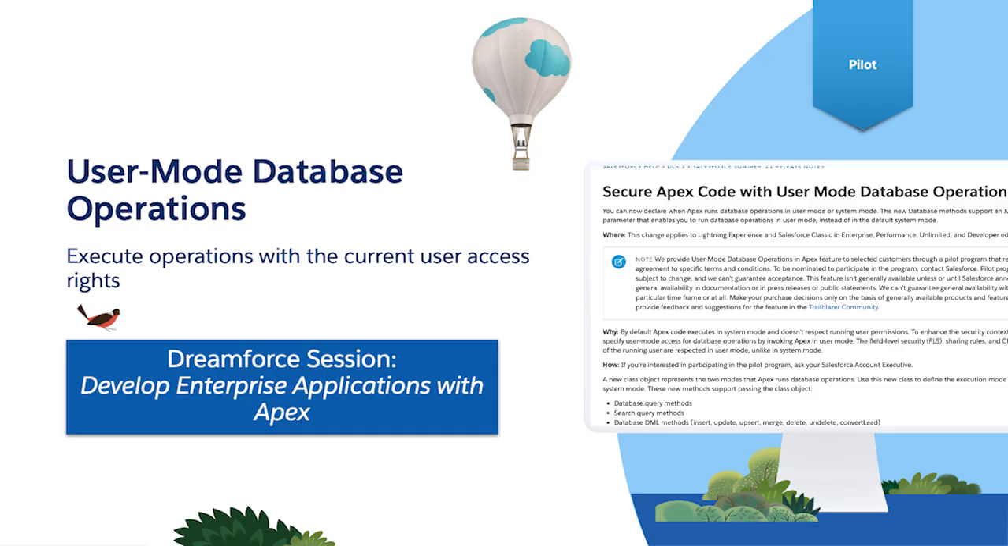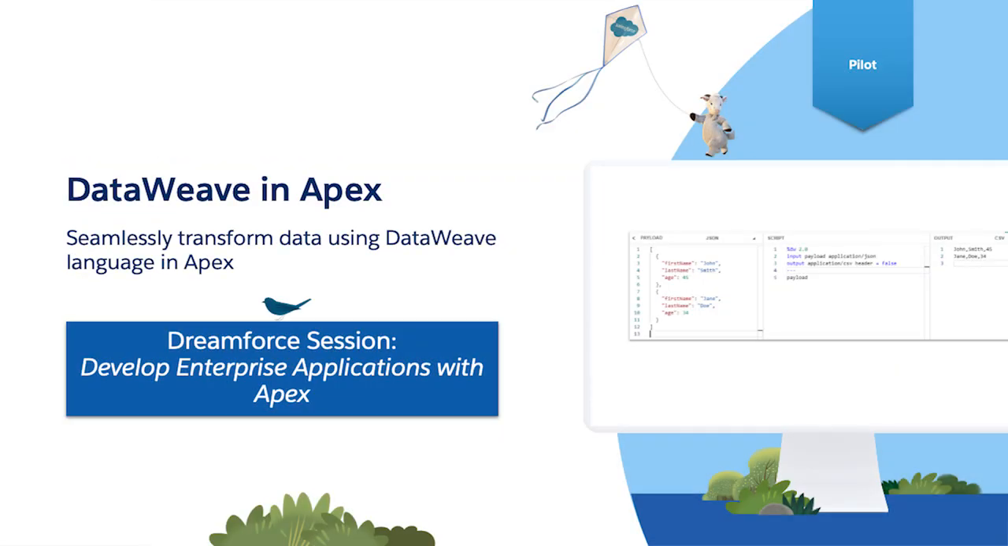In this release, we also have 2 Apex-related pilots. With the user mode database operations pilot, you will be able to specify user mode access for database operations in Apex. This is for queries, search, and DML. This provides a very direct way of enforcing the current user's CRUD, FLS, and sharing permissions on the specific operations. With the Data Weave within Apex pilot, the MuleSoft language for transforming data, you will be able to easily read and parse data from one format, transform it, and write it out as a different format from Apex.